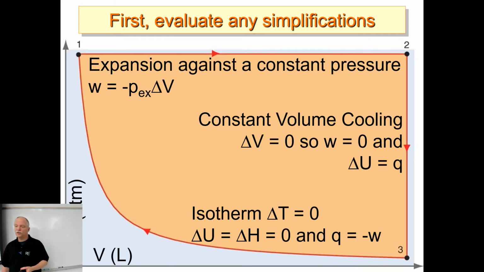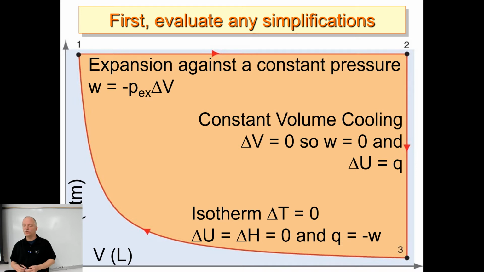And so let's go through and put these assumptions on here. We're looking at the top segment, and we see that that's expansion against a constant pressure. And so we have a work equation for that. Work is minus P external times delta V. And so we have the volume at spot 2 and the volume at spot 1. And so we take that delta V, and we know that P external would be the pressure of those 2 points.